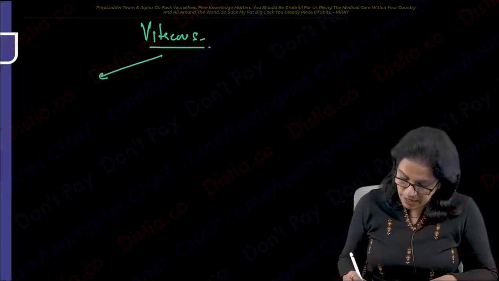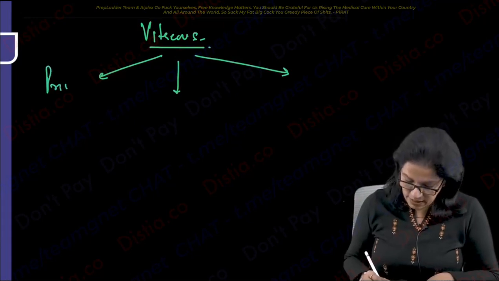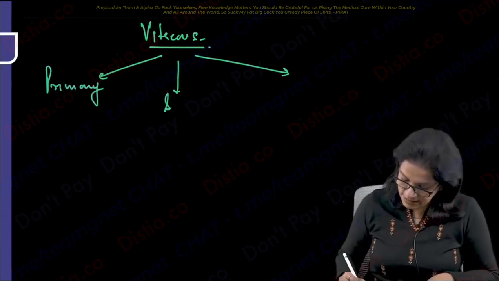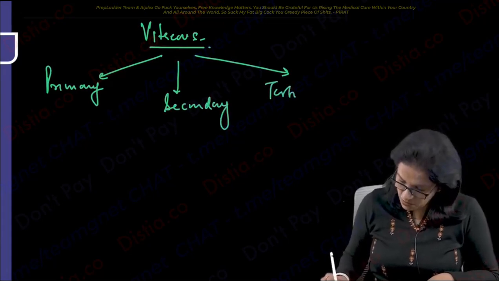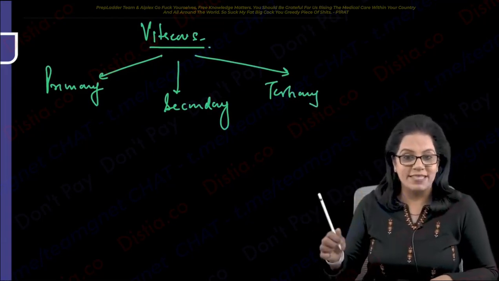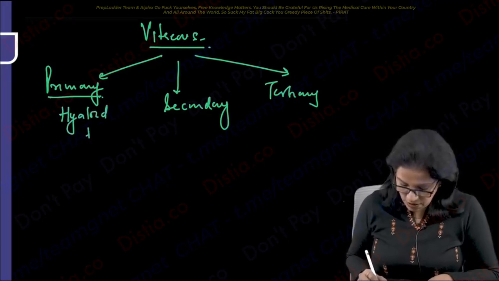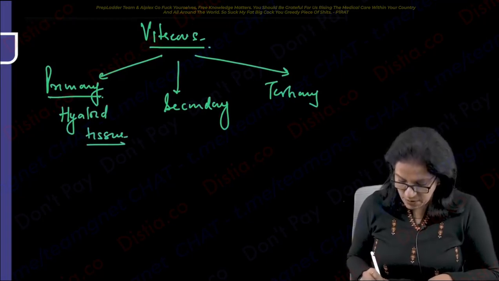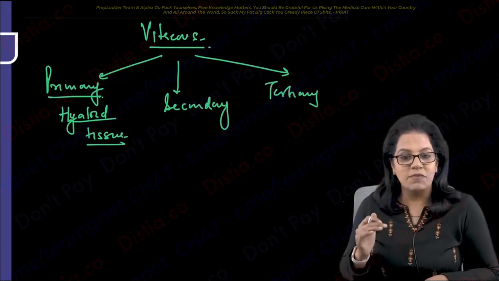So vitreous can be primary, secondary or tertiary. So there are three terms here. One we are saying is primary vitreous, then secondary vitreous and tertiary. One by one, what is primary vitreous? The vitreous during embryonic development, that is mainly composed of hyaloid tissue, right? So it is hyaloid tissue. What is hyaloid tissue? Hyaloid tissue means hyaloid blood vessels with mesodermal tissue. This is what is primary vitreous.